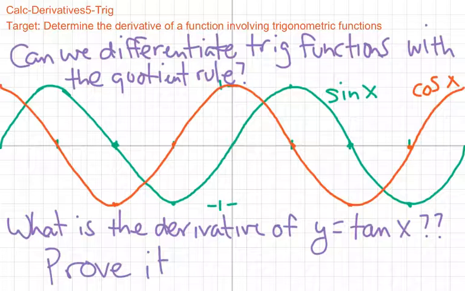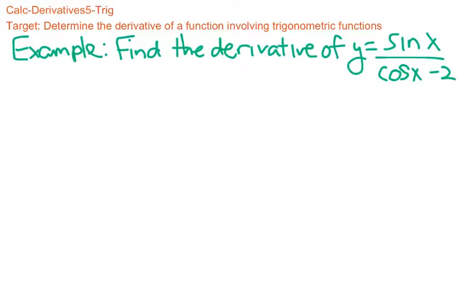And let's go ahead and differentiate some trig functions with the quotient rule. So here it is. Here's the first example. Find the derivative of y equals sine x over cosine x minus 2. Now, just a quick note on this cosine x minus 2. That's cosine x minus 2. So it's a vertical transformation of cosine x down 2 units. If that was inside the parentheses, or if that was being evaluated by cosine, it would be inside of parentheses with x. All right.